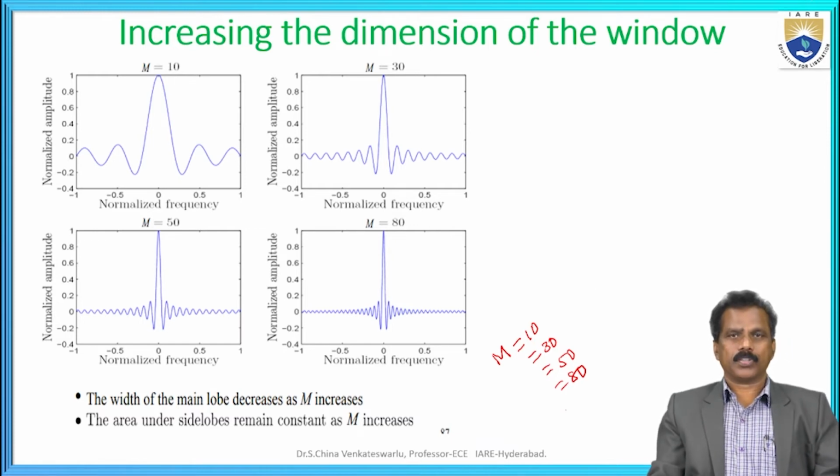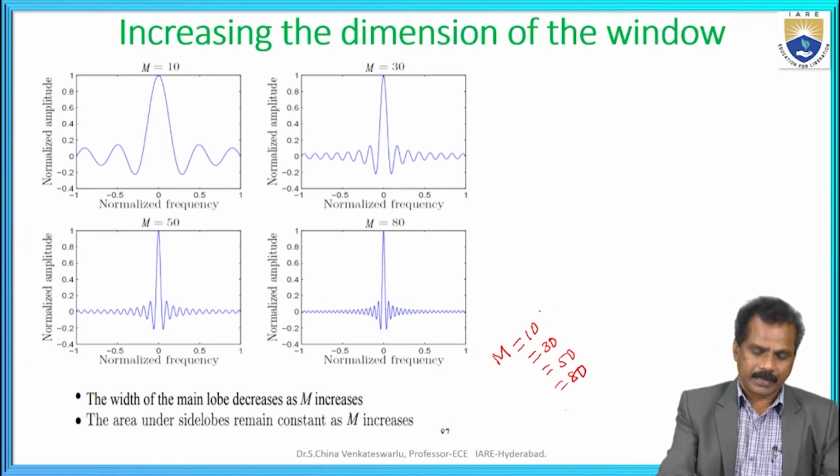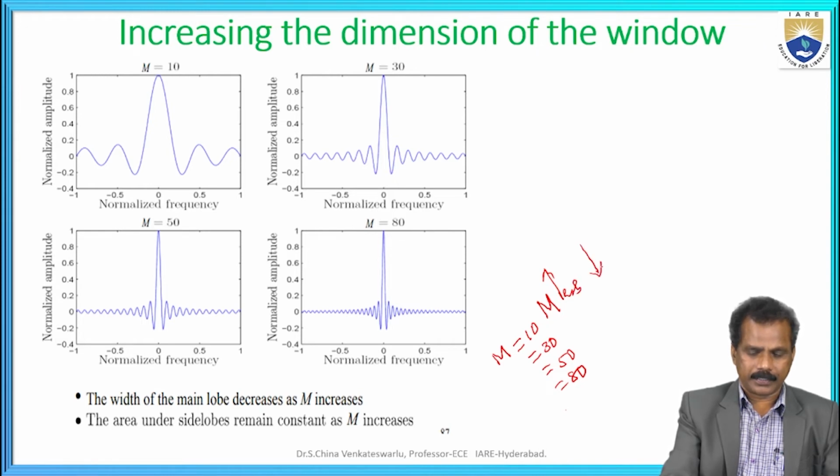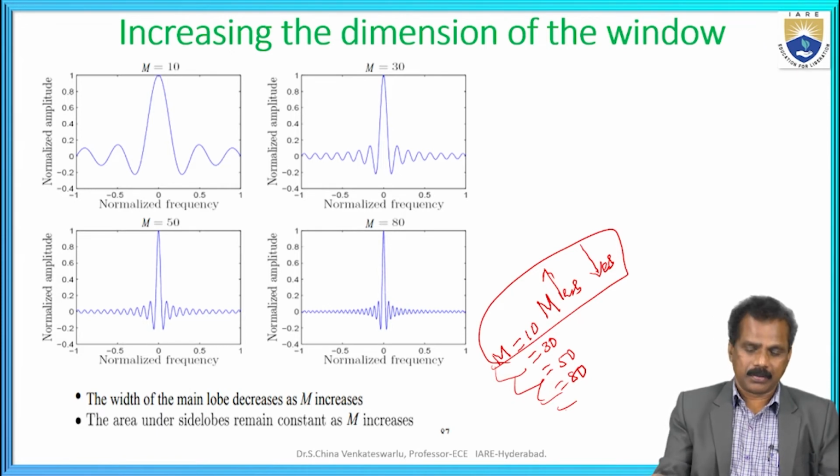Due to this, the width of the main lobe decreases as M increases. If the M value increases, the main lobes will decrease like this, as we go on increasing the M value: 10, 30, 50, and 80. Based on this, the area under the side lobes remains constant as M increases. This is one aspect.